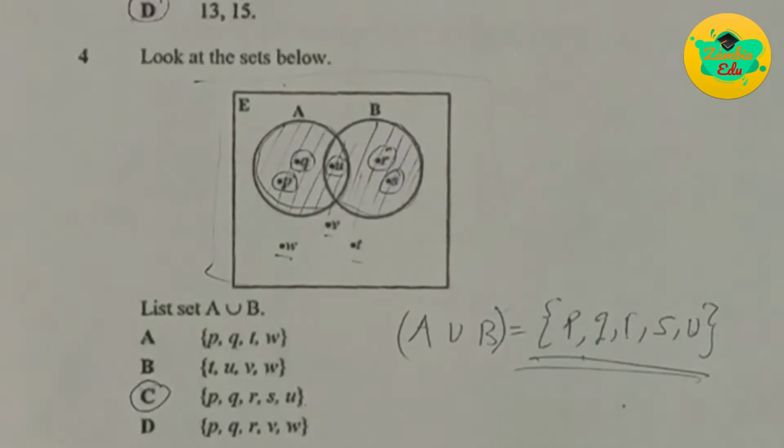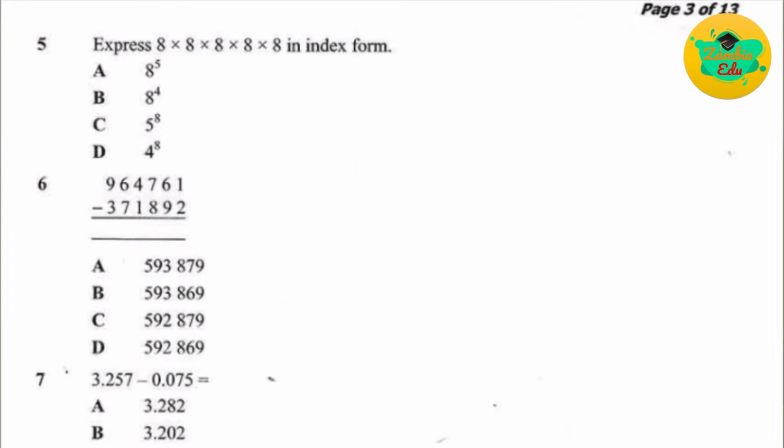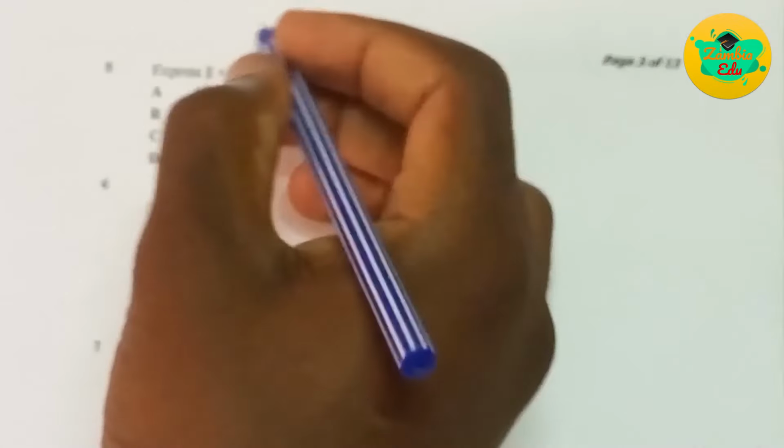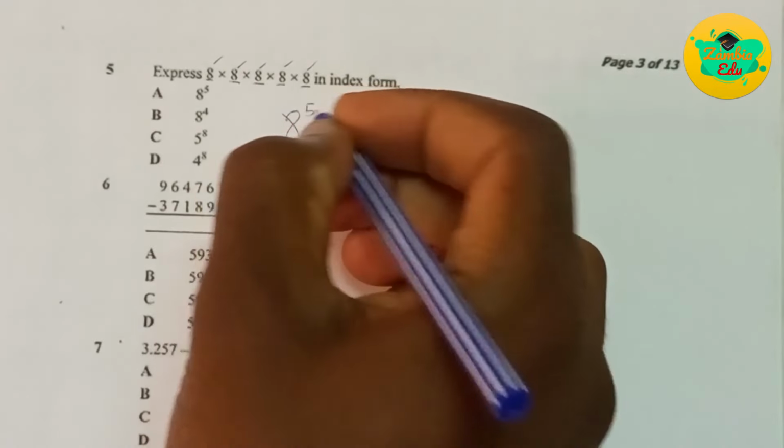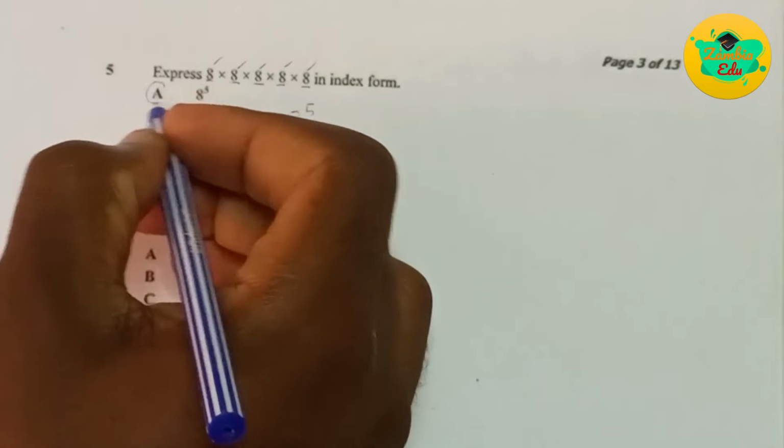We go to question number 5. Question number 5 says, express 8 times 8 times 8 times 8 times 8 in index form. So for you to be able to express it in index form, you say 8, then you count how many times 8 was repeated. 1, 2, 3, 4, 5. And so we say to the power 5, and that's 8 represented in index form, and we see that being reflected on A. Therefore, our answer for number 5 was A.